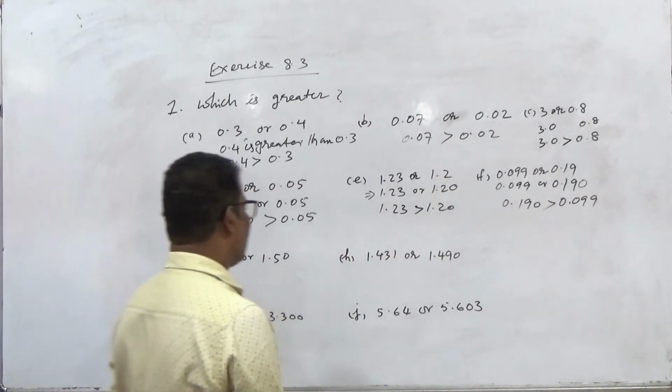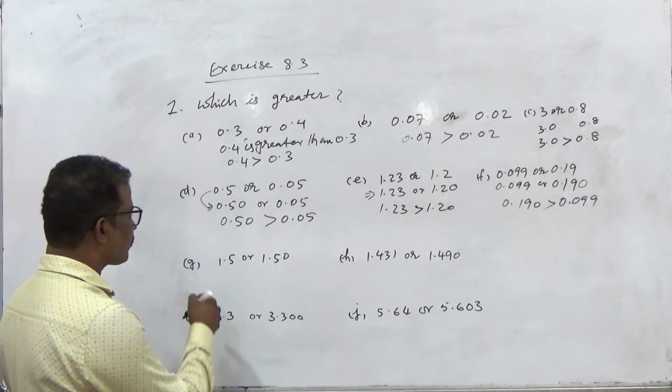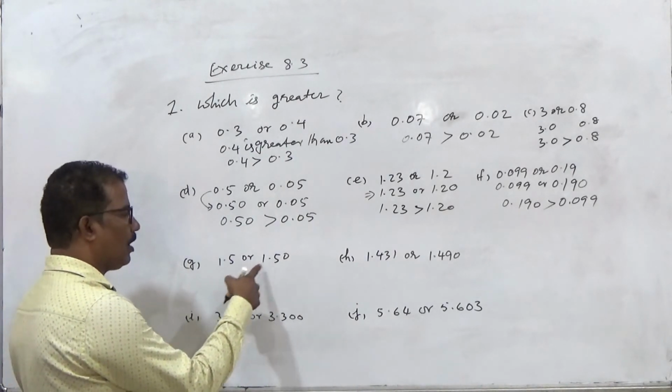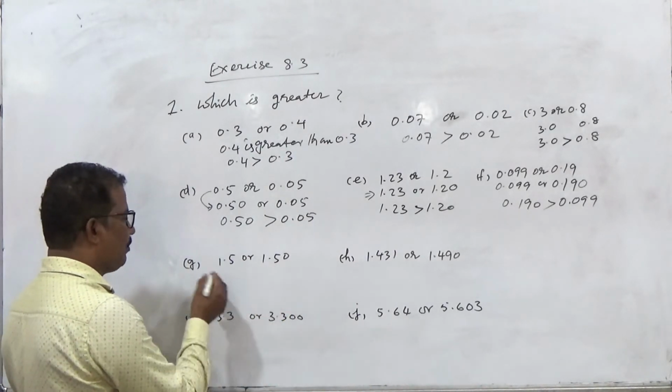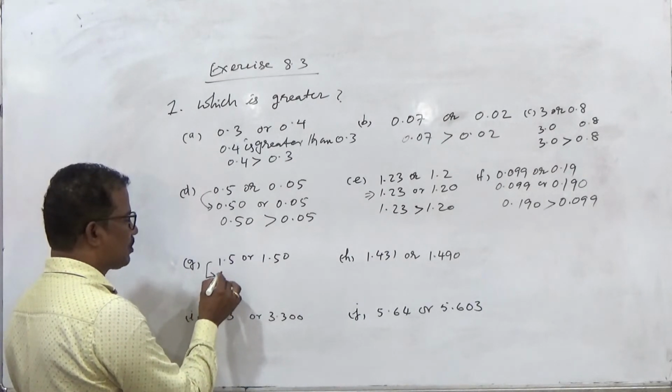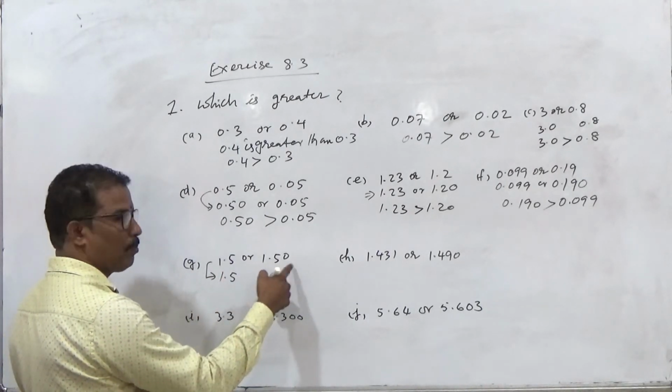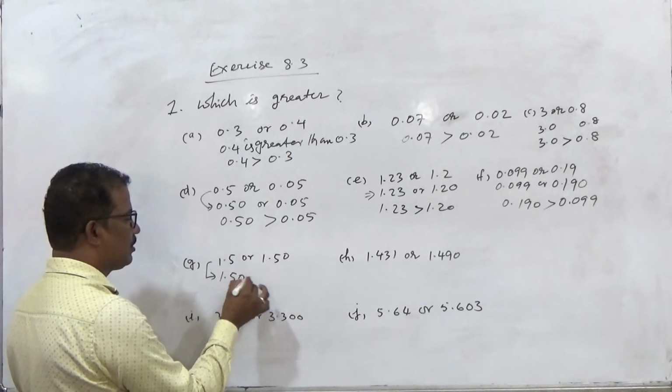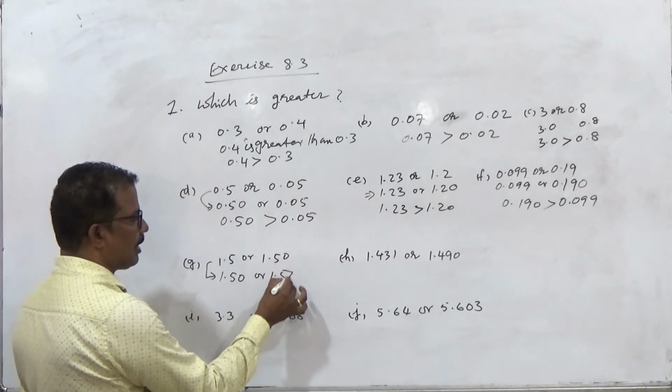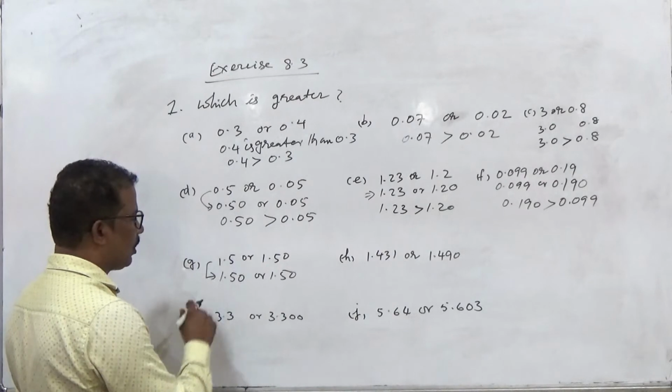0.099. Understand? Now in the next question you can see 1.5 or 1.50. So again we have to convert these numbers into like decimals only. 1.5, here maximum places are 2 places. We can add a 0 here, and similarly here it is already in 2 decimal places. Now you can compare.